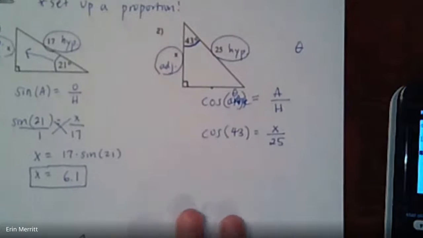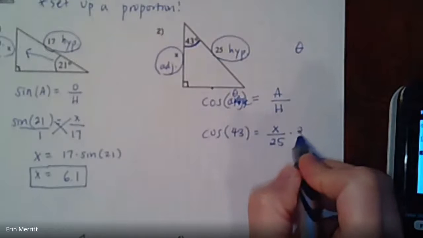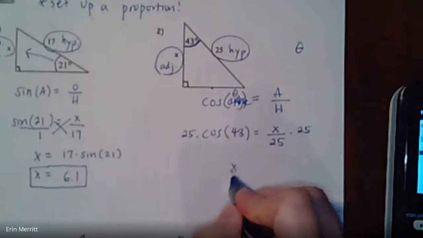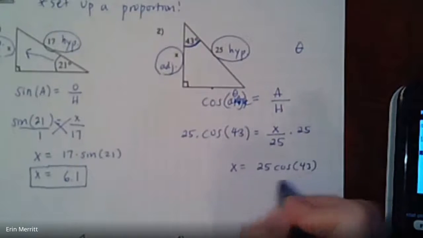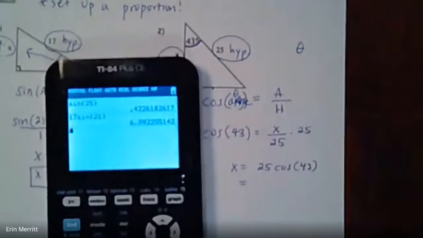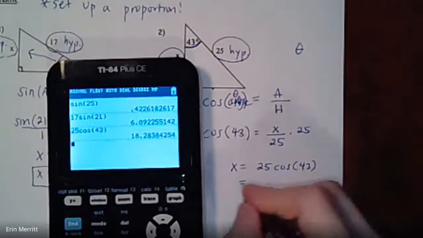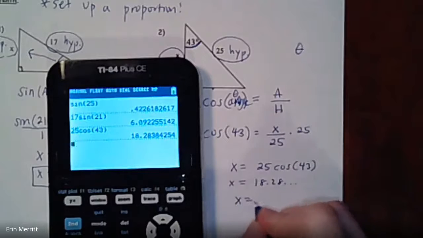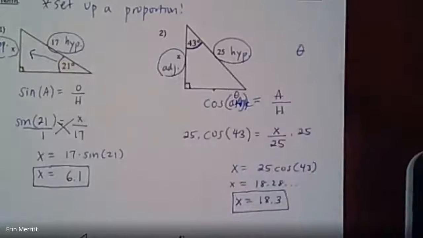And then we're going to do that same thing again. If you don't want to show it as cross multiplication, you can just simply think of it as I have to multiply 25 over to then solve for X. So 25 times the cosine of 43. Grab your calculator. 25 times cosine of 43. That'll give me 18.28 and change. So to the nearest tenth, 18.3. That has to be the length of that side of the triangle.